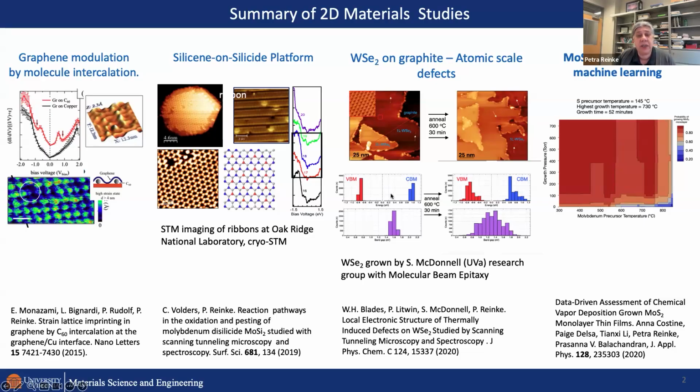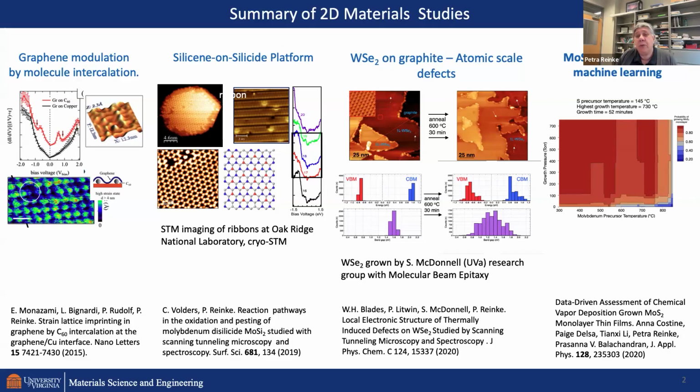So you can see here, it's quite a breadth of stuff we have done over the last few years. We modulated graphene by intercalation of fullerene between copper and the graphene layer. We synthesized silicene and silicene ribbons. And the next part shown in this portfolio is what I'm going to talk about a lot in this presentation. It's a question of tungsten diselenide and atomic scale defects and how they change when you start to anneal a sample.